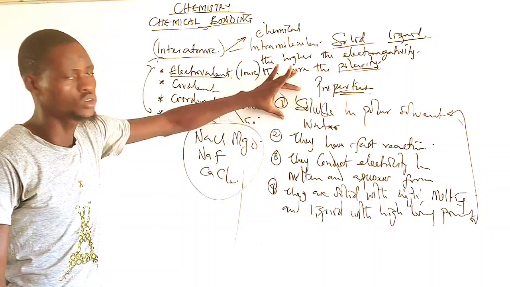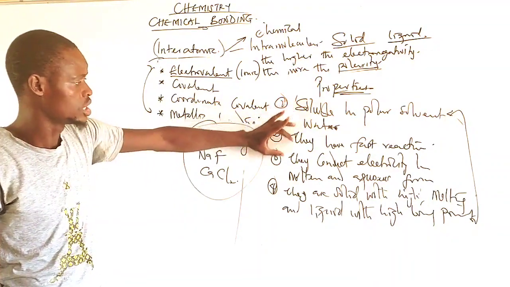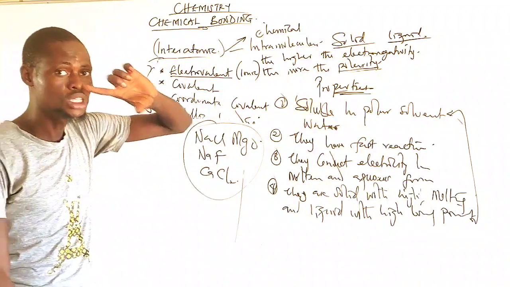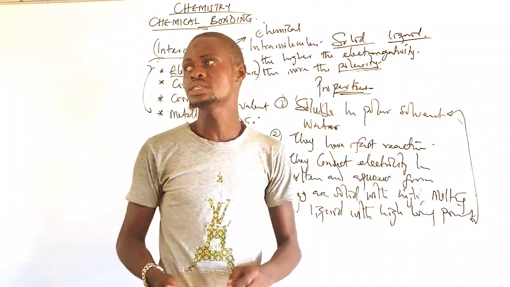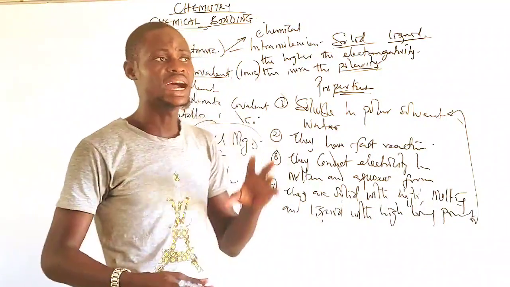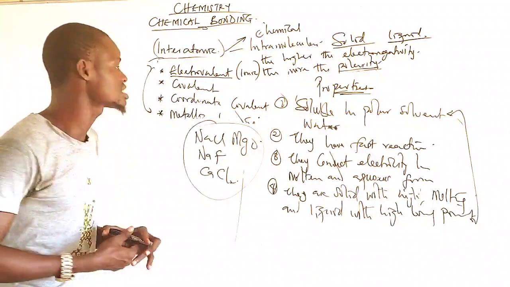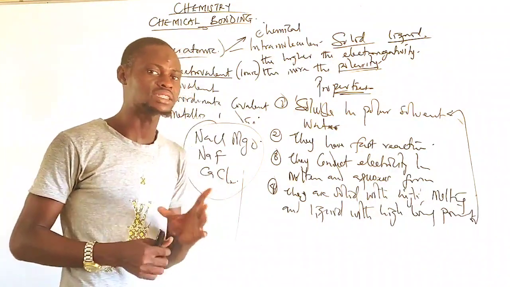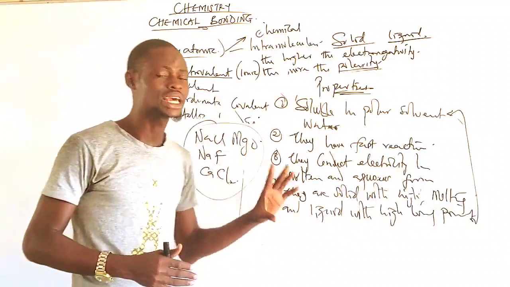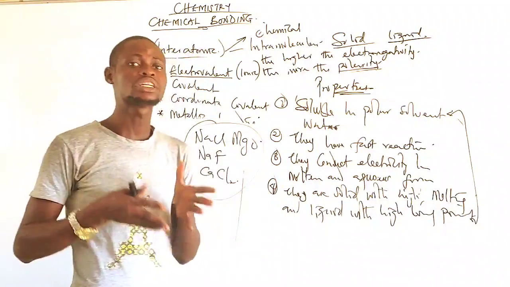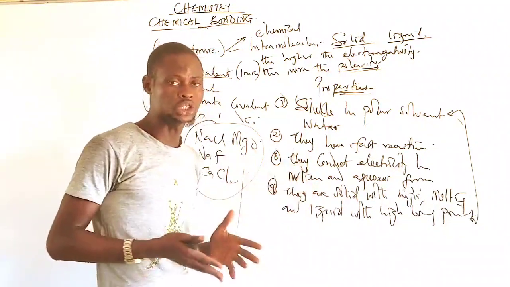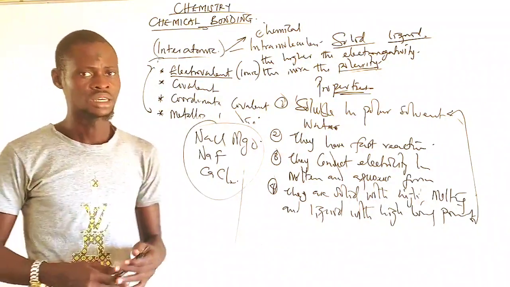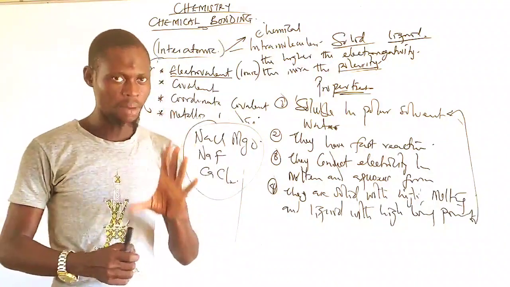1, they are soluble in polar solvents. They have fast reactions. They conduct electricity in molten and aqueous form. But when they are in solid form, they don't conduct electricity. Why? Because in solid form their ions are arranged in a crystal lattice. Are you getting me? So because of that, they don't conduct electricity in solid form, except when they dissolve in an aqueous solution or are in molten form. That's when they conduct electricity. I think I've been able to grab your attention to this.